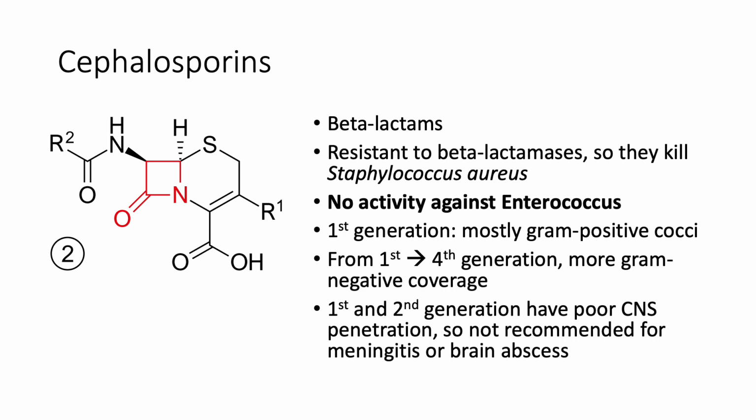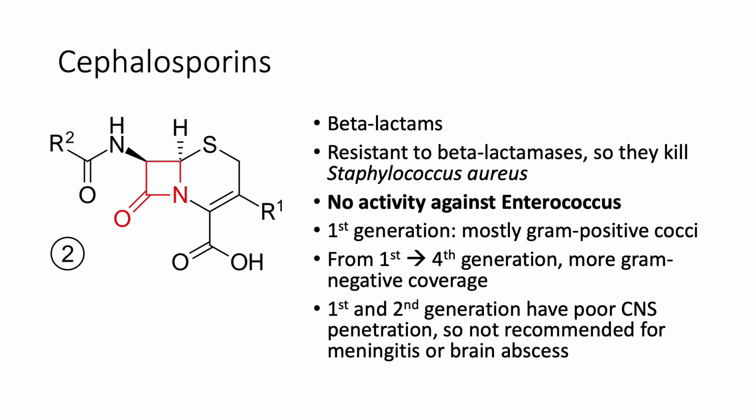Now, there's another class of beta-lactams called cephalosporins that are resistant to beta-lactamases, so they're really good at killing Staph aureus. Unfortunately, this class of antibiotics has no activity against Enterococcus, so that is something that you should remember. And there's different generations of cephalosporins. So the first generations are mostly going to kill gram-positive cocci like staph and strep, but with each successive generation, you get more gram-negative coverage.